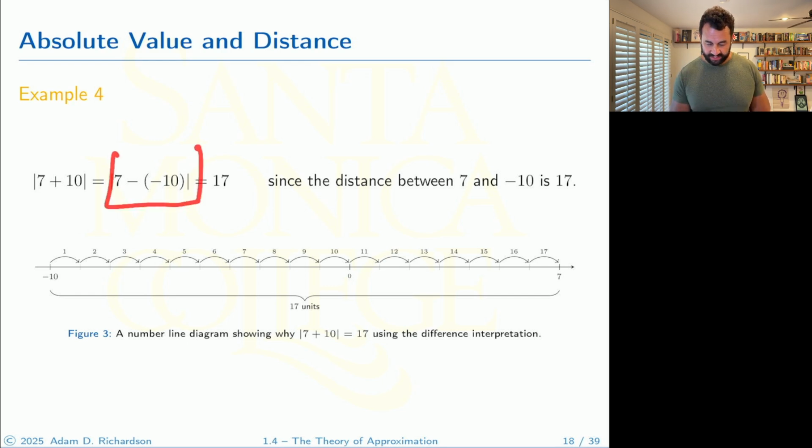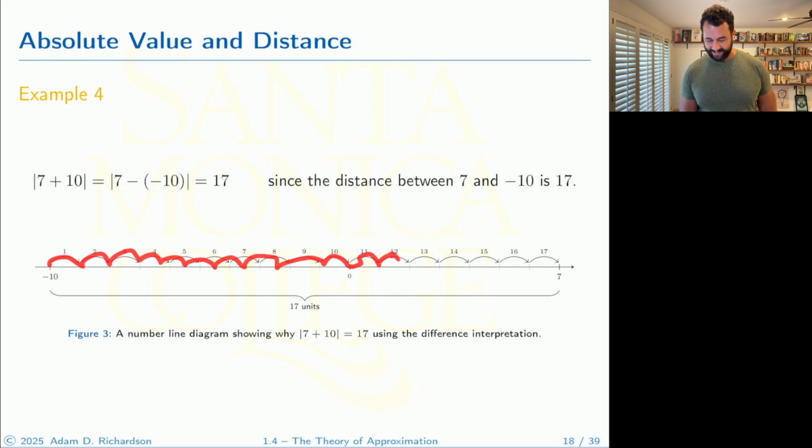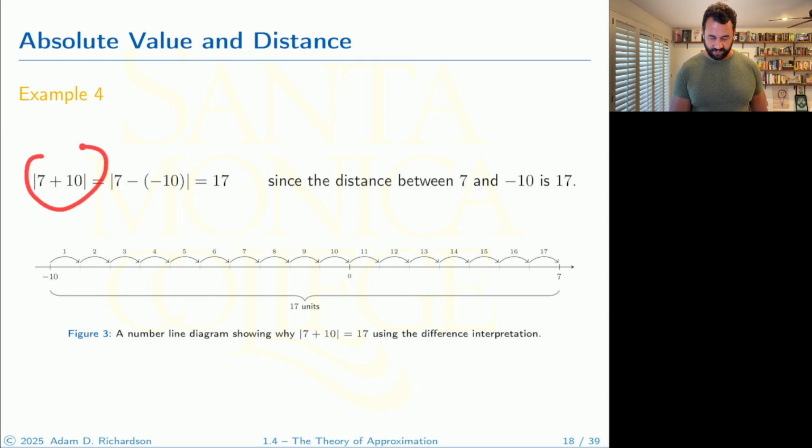Now interpret this as a distance. Here we're saying the distance between 7 and negative 10. How far apart are those two numbers? Let's count. Here's negative 10, here's 7. Let's count from negative 10 to 7 and see how far we go: 1, 2, 3, 4, 5, 6, 7, 8, 9, 10, 11, 12, 13, 14, 15, 16, 17. So the absolute value of 7 plus 10 is 17 because the distance between 7 and negative 10 is 17. That is what that symbol means.